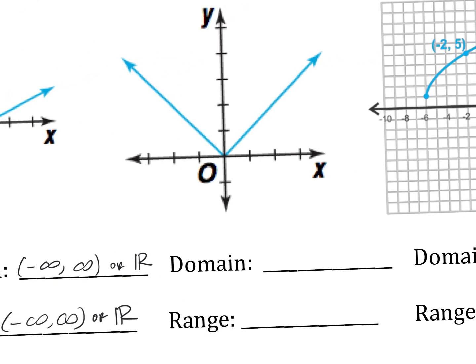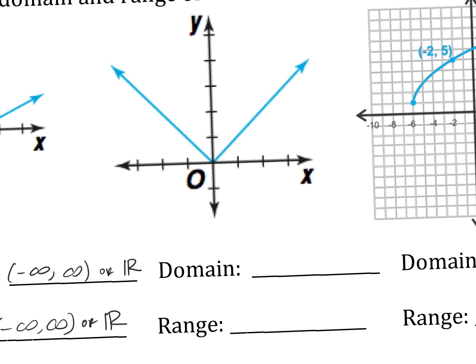How about this cute little absolute value graph? This would be the absolute value of x. Domain is the x-axis, the x's. How far left and how far right would you say this graph will go? Yeah, all real numbers, negative infinity to positive infinity. I agree.